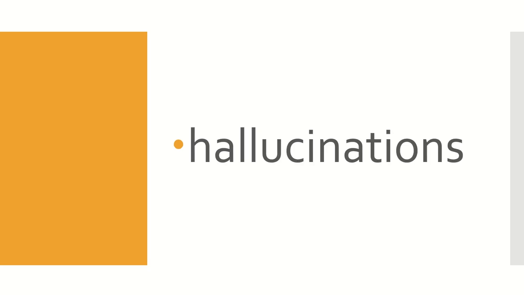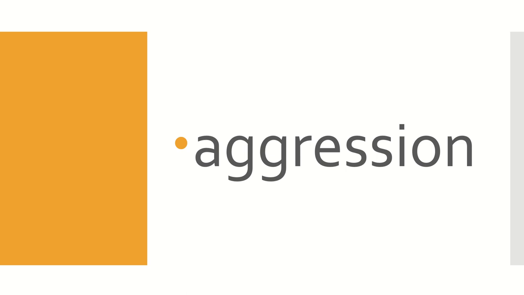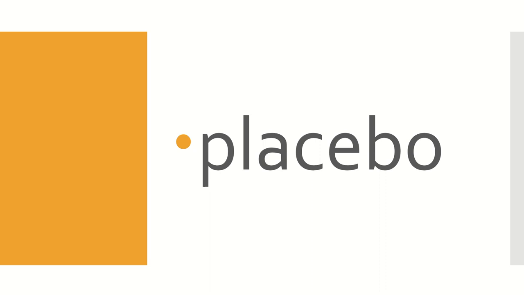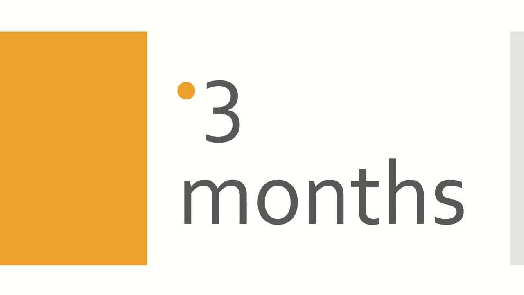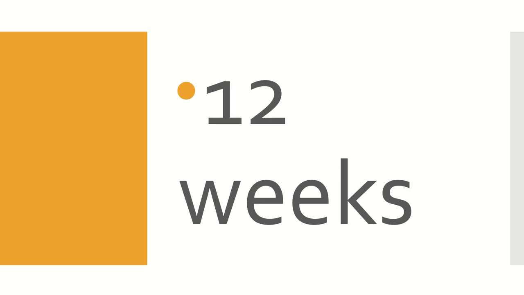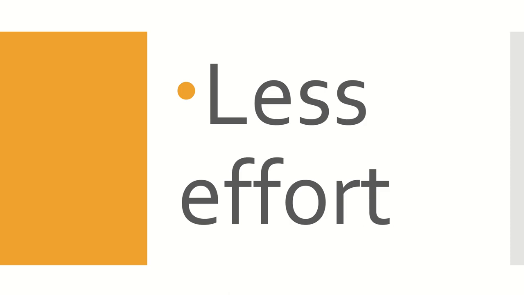So 17. Hallucinations. Cheaper. Aggression. Placebo. $45. Compared to psychological therapy, and that goes in 2 separate spaces, so consider where they would go. Pause this maybe to write that in. 12%, 3 months, 12 weeks, and lastly, less effort.